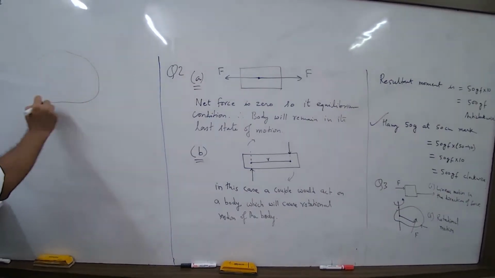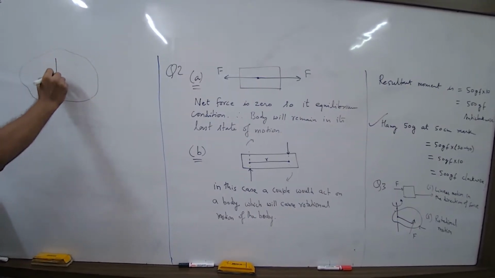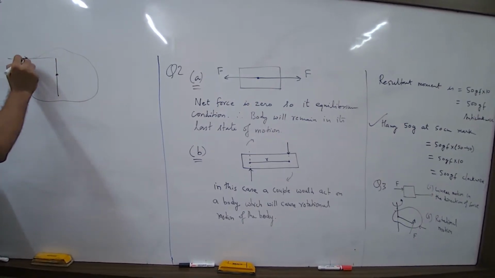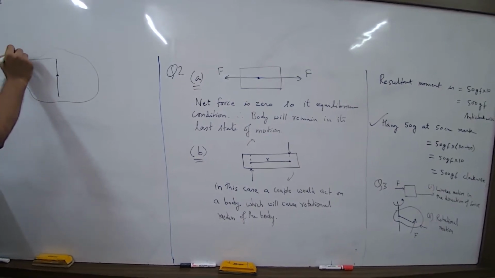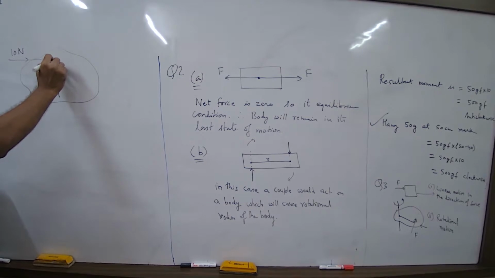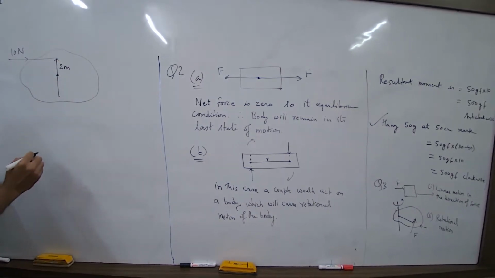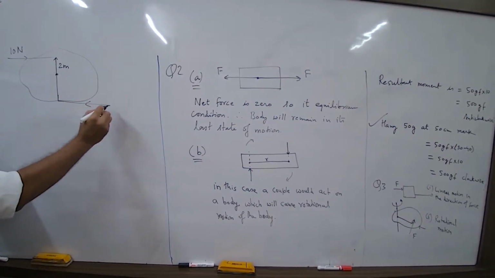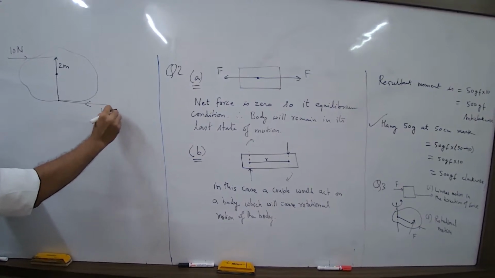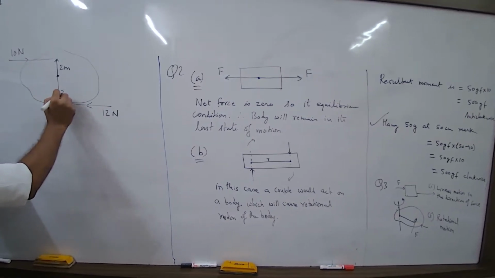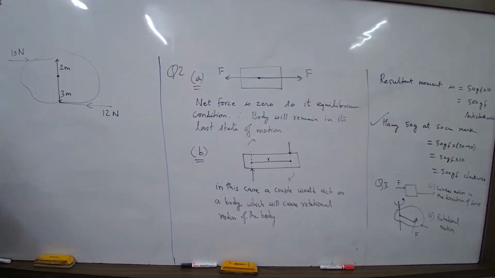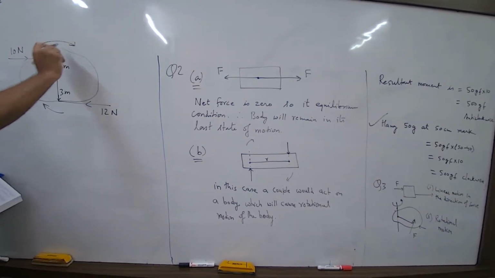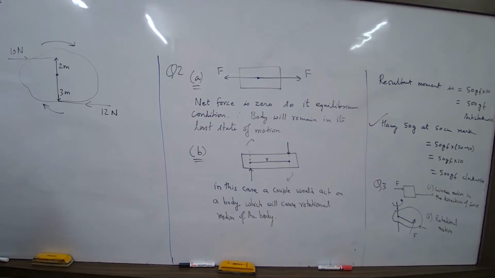So you have some body here. Right. The force is acting on it. This is 10 Newton in this direction, and this is 2 meter. And the force is also acting in this direction. This force is 12 Newton, and this is 3 meter. So this force is producing this. Okay, so both moments will get added. It is clockwise.